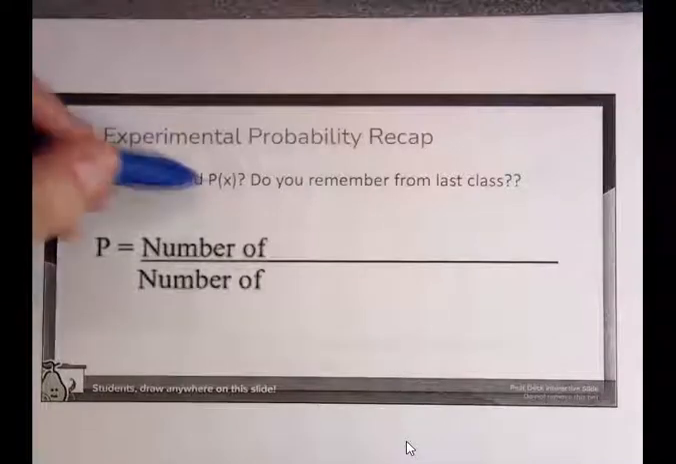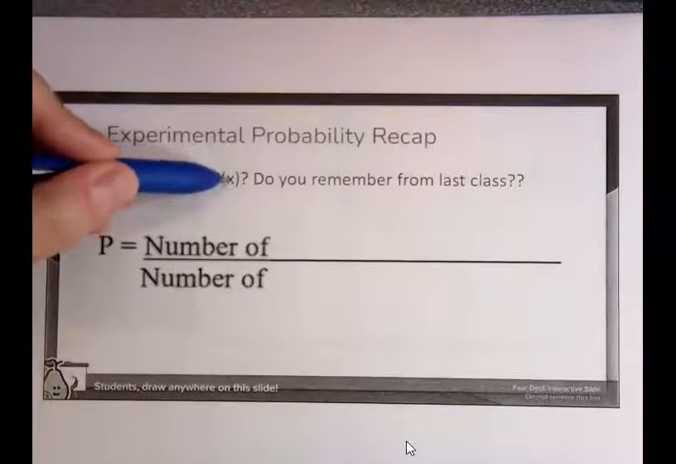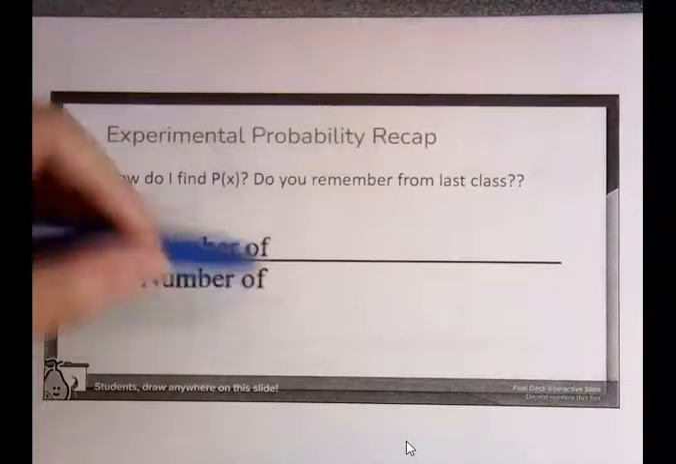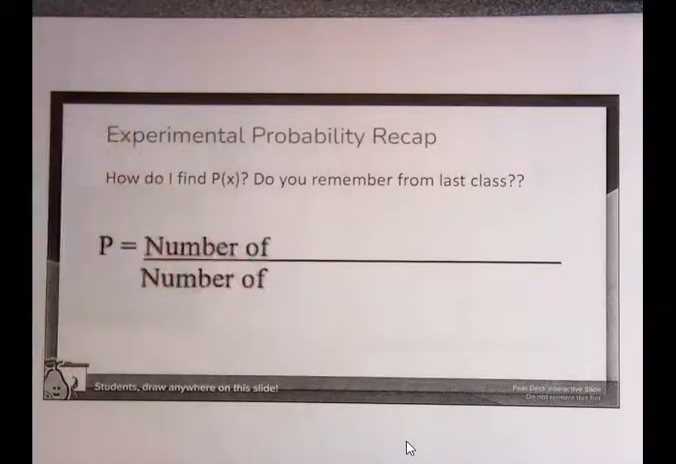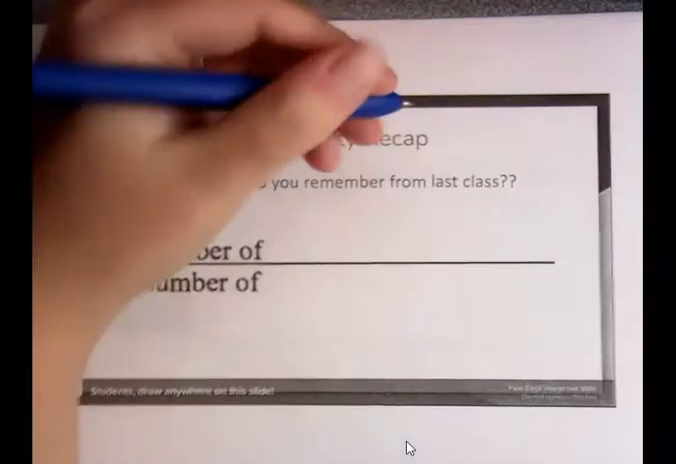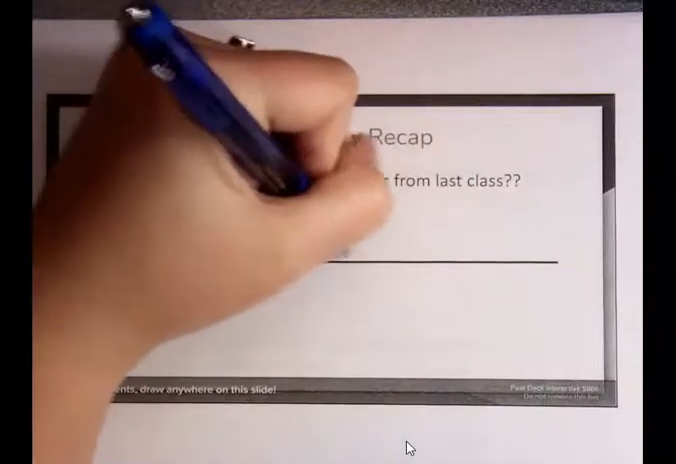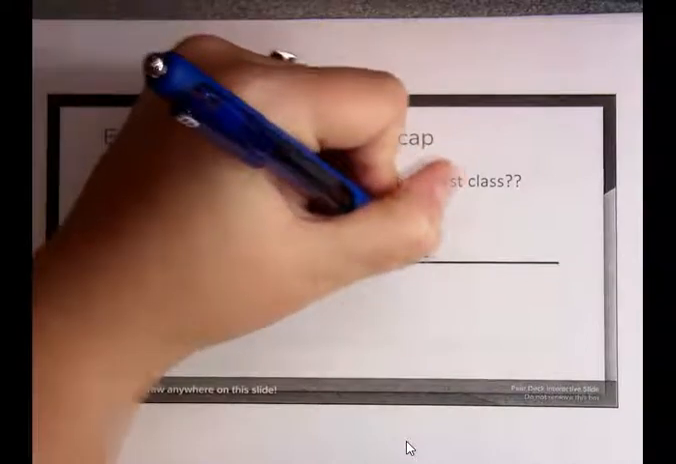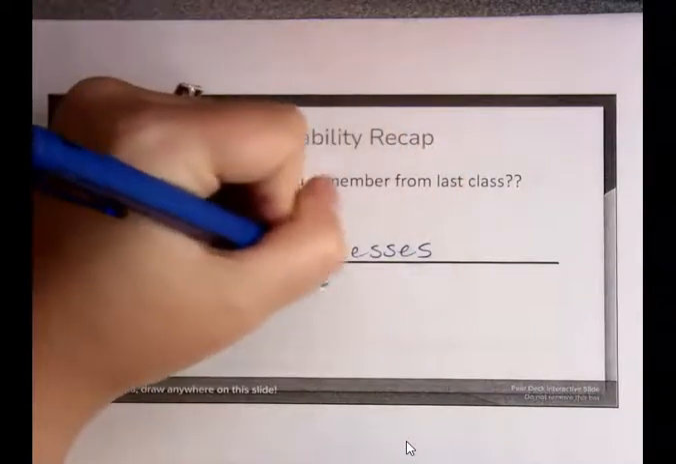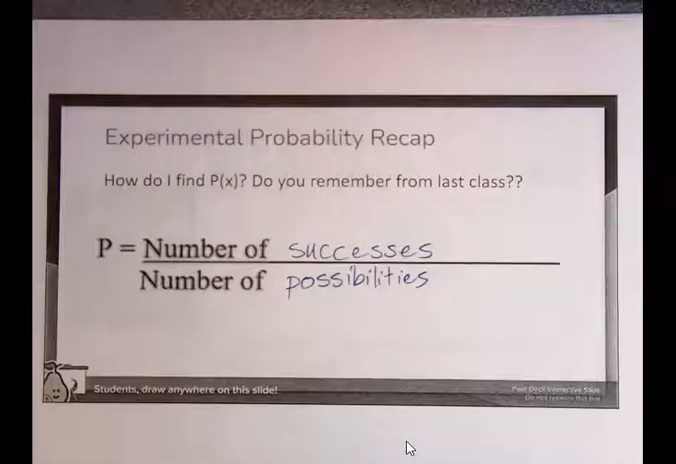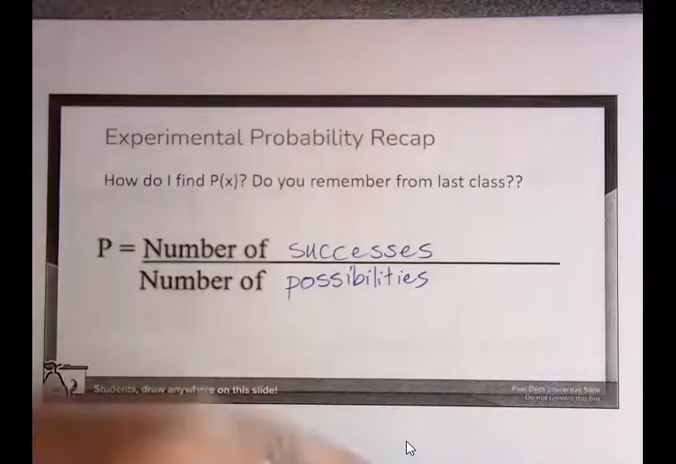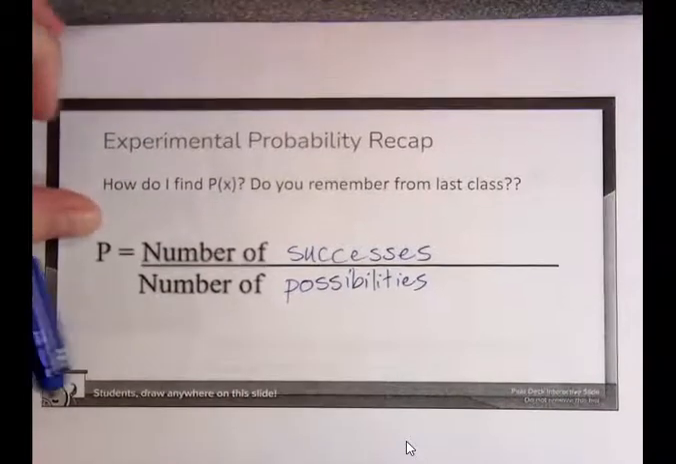So we have the probability of x. Anytime I'm trying to find the probability of something, we need to have the number of blank over number of blank. I want you to think about what that is, pause the video, fill that in, and see if you got it correct. Alright, so it's going to be the number of successes over the number of possibilities. Okay? And we'll explain that more in the next slide.